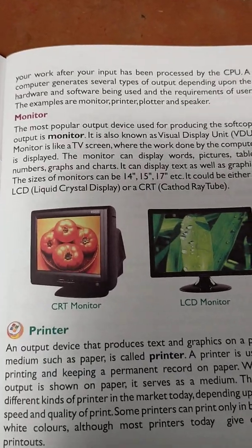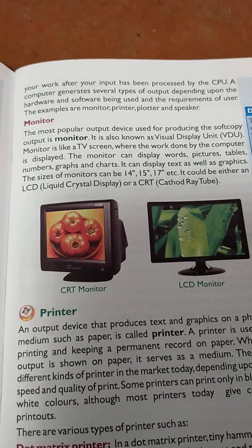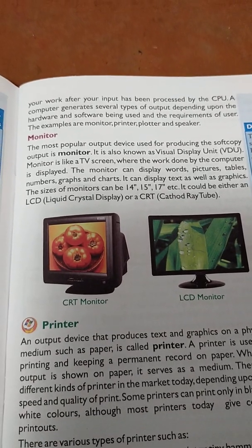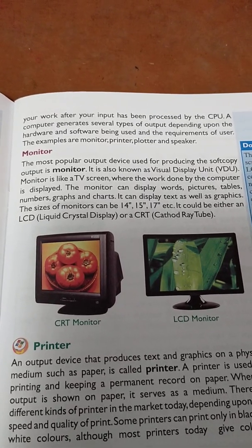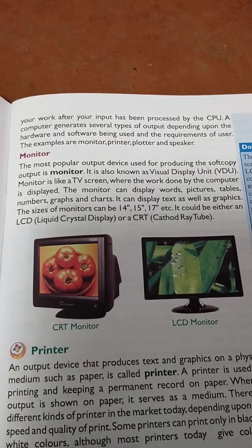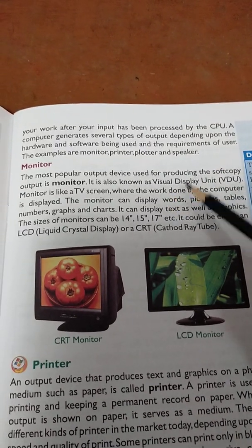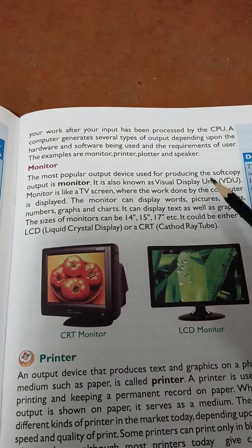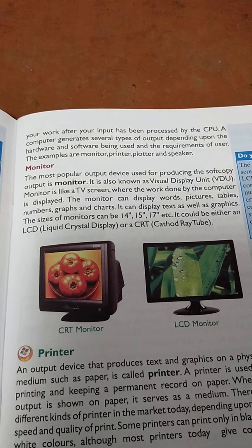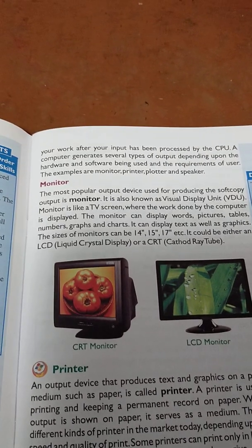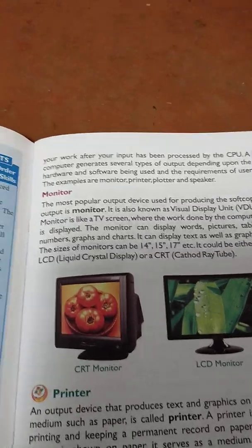Okay, the monitor. The most popular output device is the monitor. It produces the soft copy output. We can see the images and the documents which you type, everything, on the monitor. It is also known as the visual display unit, VDU. The monitor looks like a TV, where the work done by the computer is displayed.